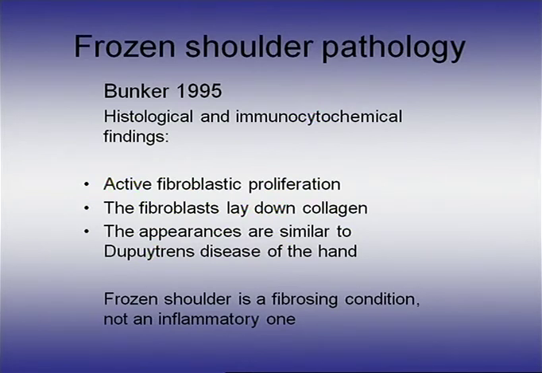Tim Bunker and colleagues have studied frozen shoulder and made histological and immunocytochemical findings. He found active fibroblastic proliferation and changes in collagen, and he also found that the appearances are similar to that of Dupuytren's contracture of the hand. So he concluded that frozen shoulder is a fibrosing condition, not an inflammatory one.